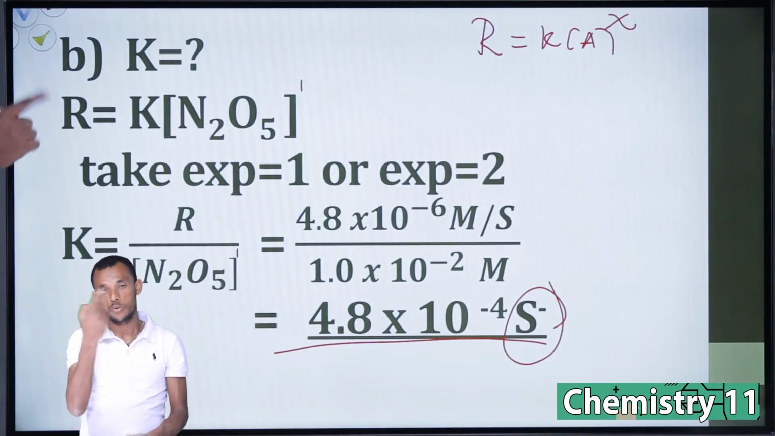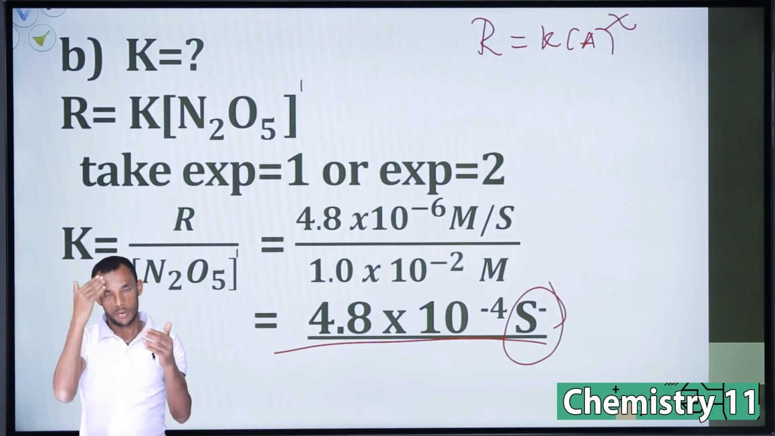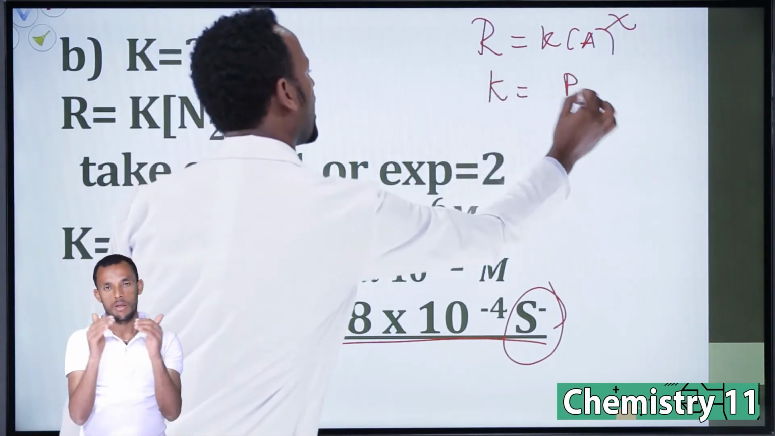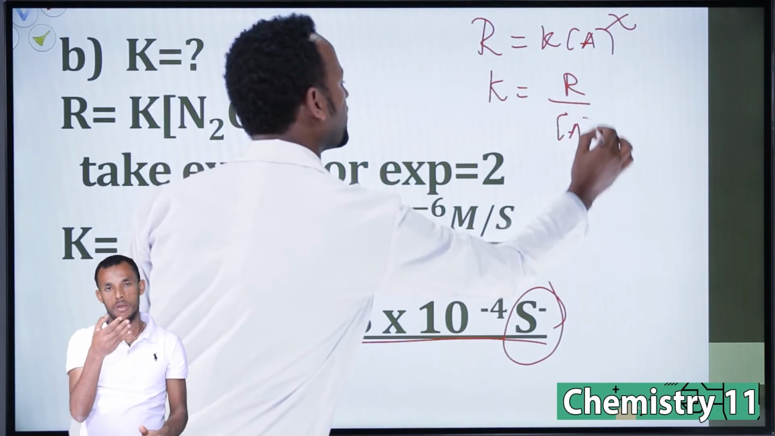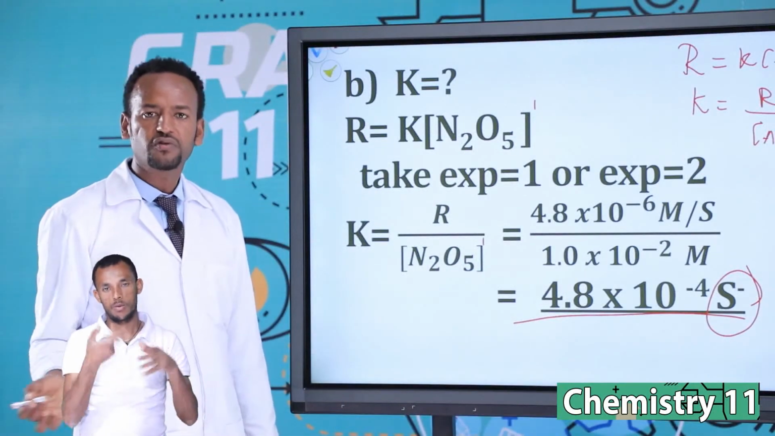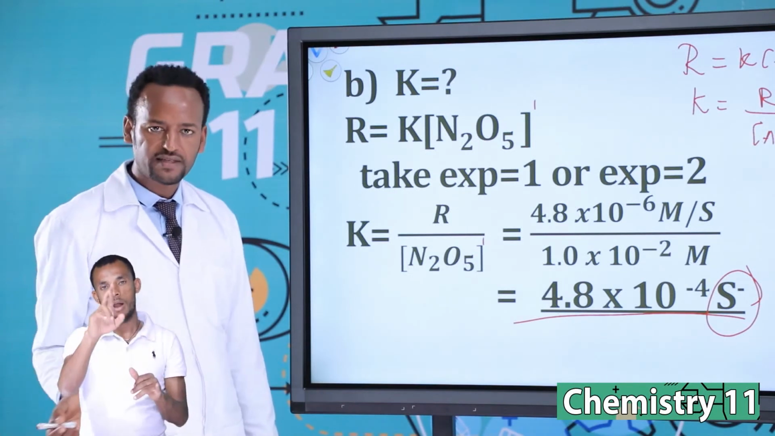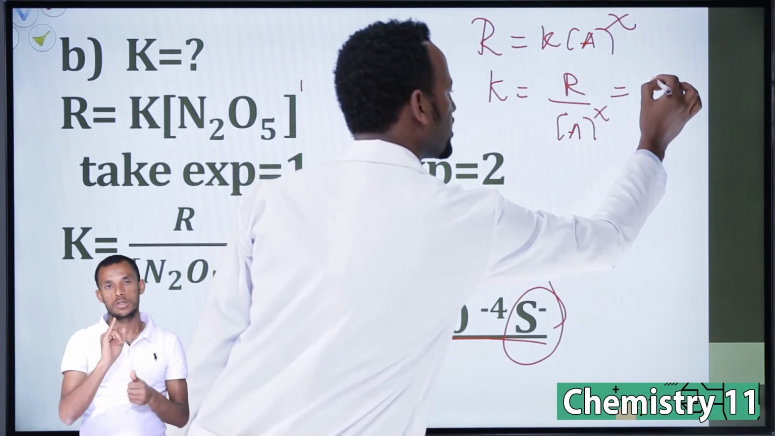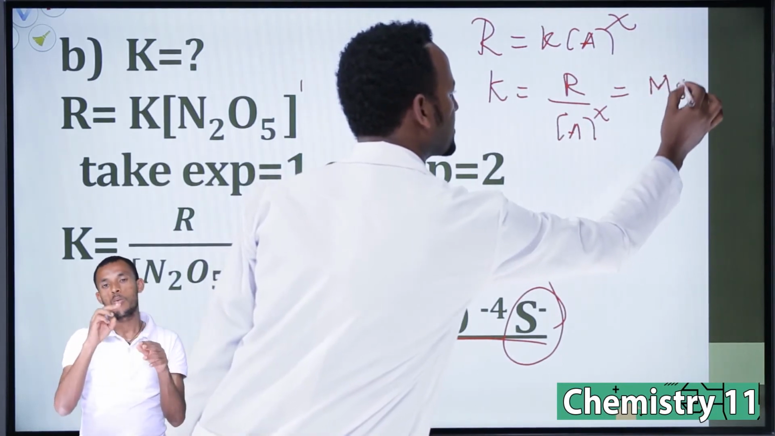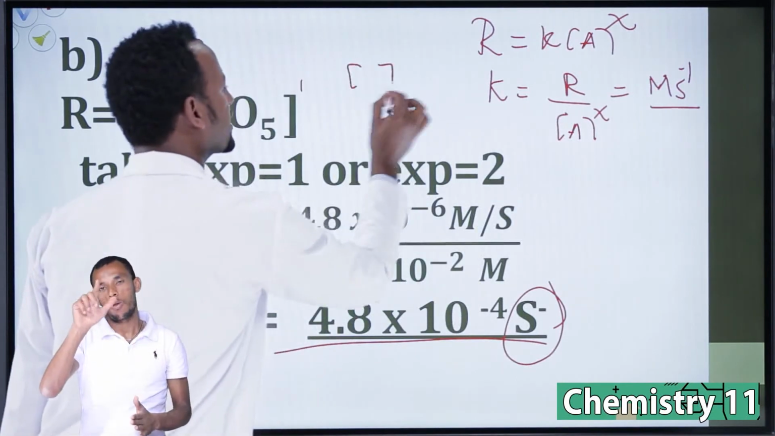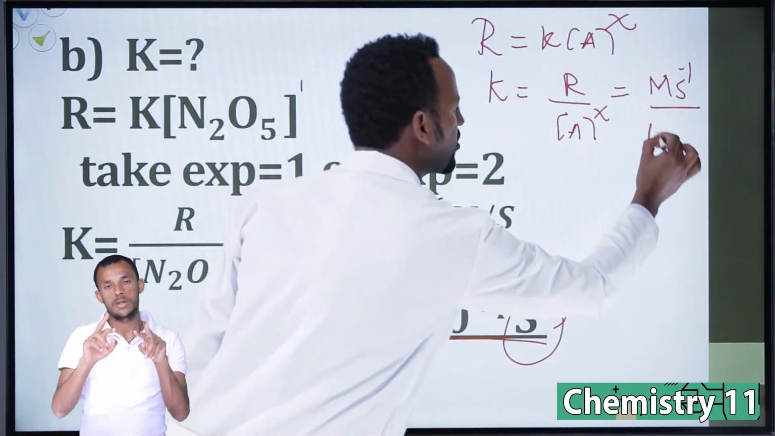By using this equation, determine the units of K. K is equal to R over A to the power of x. Students, what is the unit of R? What is the unit of rate? Previously discussed, it is concentration, already molarity, per second. This symbol indicates what? Square bracket indicates concentration, already molarity.